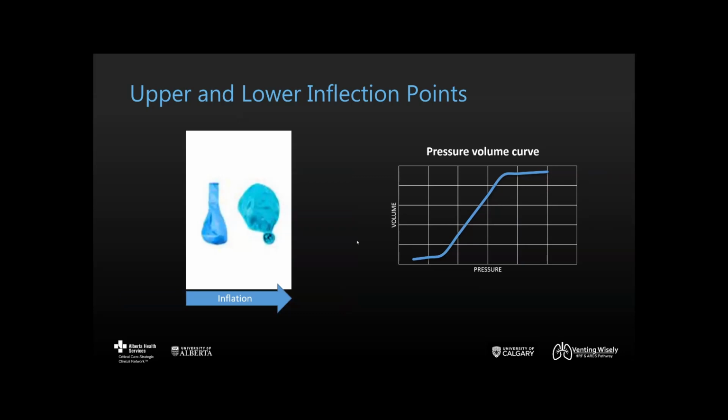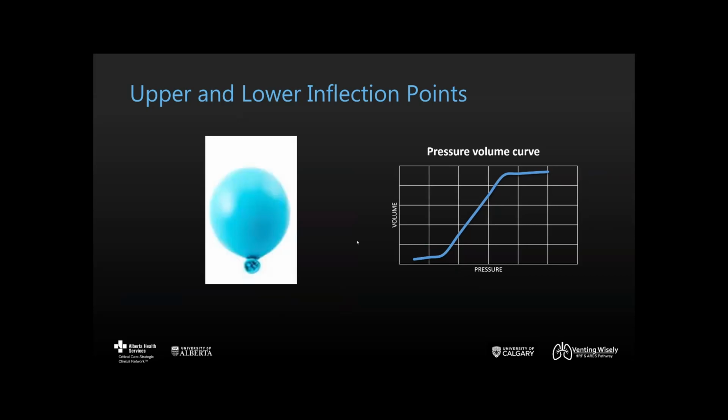It takes much more pressure to deliver a volume into the balloon at the start. This can be identified by the lower inflection point. The pressure increases more than the volume being delivered. Simply, it could take 2 centimeters of water pressure to deliver 1 ml in volume. Then it becomes easier to deliver a volume into the balloon, and this is during the linear portion of the curve. And it could take 1 centimeter of water pressure to deliver 1 ml in volume.